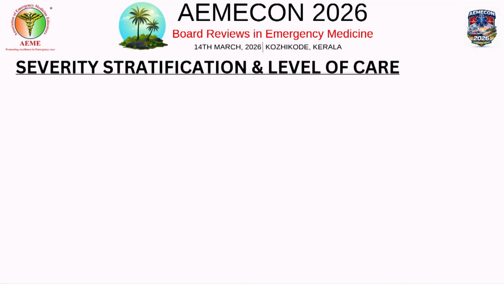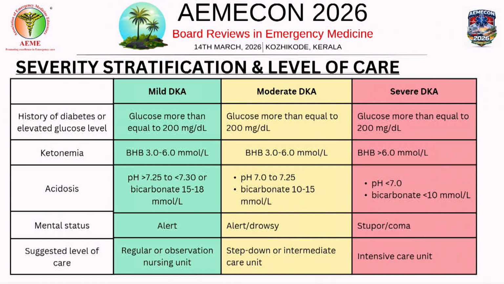Coming to the severity stratification and the level of care. So we have categorized DKA into mild, moderate and severe. When we have a patient with DKA, when we see the management, we already know that we are going to give fluids to the patient, we are going to give insulin to the patient. So what makes it important? Why do we actually need to categorize them into mild, moderate and severe?